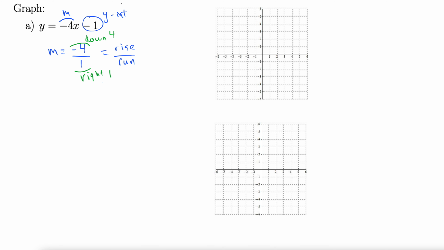Okay, so then to graph these things, you start with your y-intercept, negative 1, and we're going to go down 4, 1, 2, 3, 4, and 1 to the right. There we go. And any 2 points are enough to make a line. So let's do that. Connect those 2 points up to make a nice line through them.